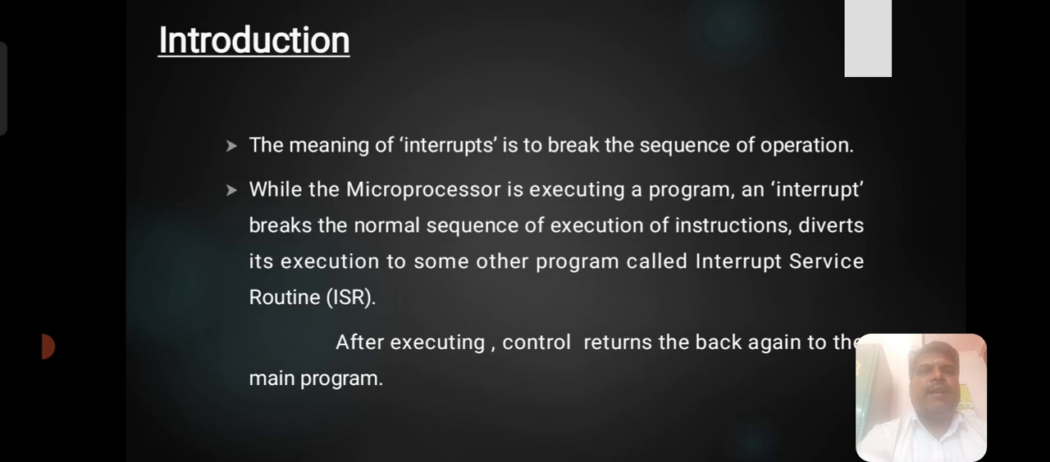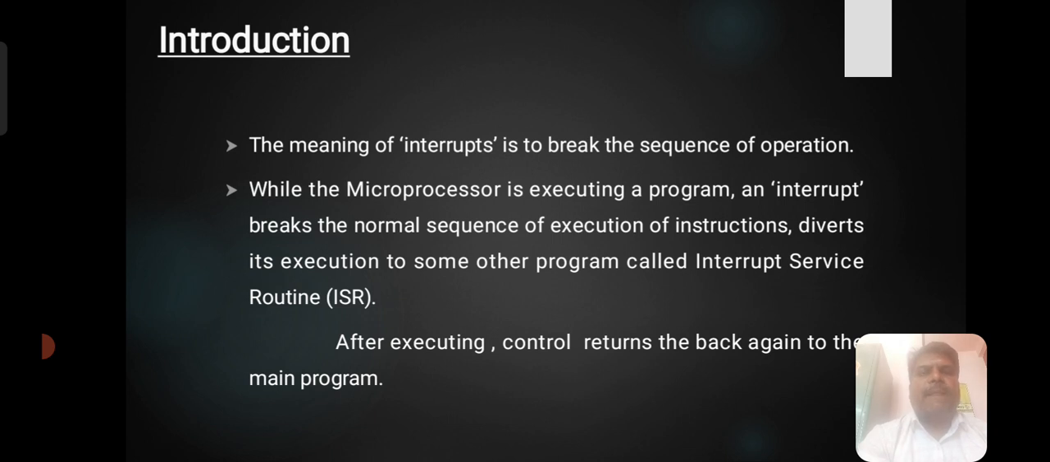Basically, the meaning of interrupt is to break the sequence of operation. While the microprocessor is executing a program, an interrupt breaks the normal sequence of execution of instructions and diverts its execution to some other program called the interrupt service routine. After executing it, control returns back again to the main program.